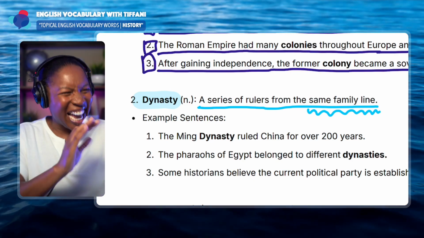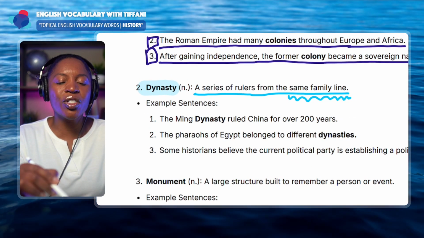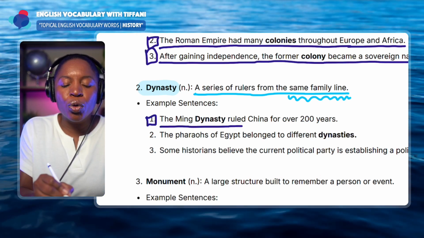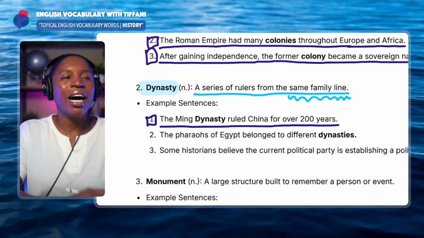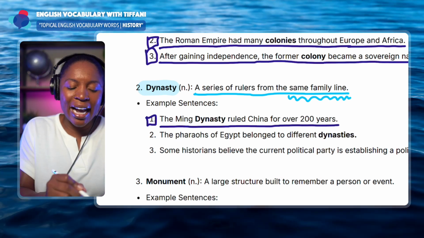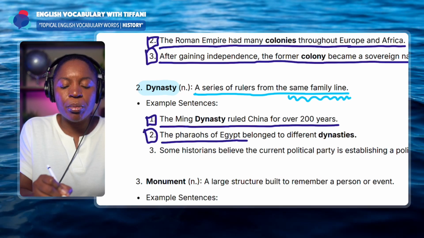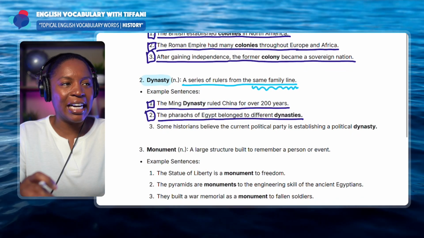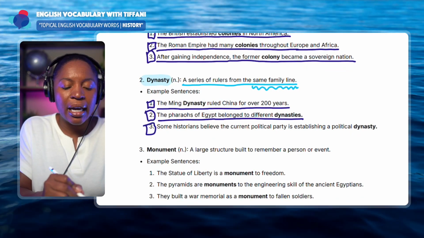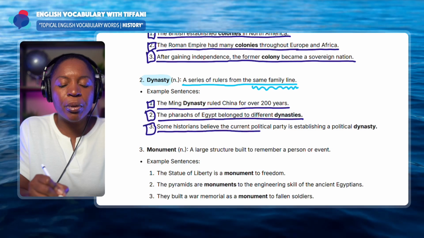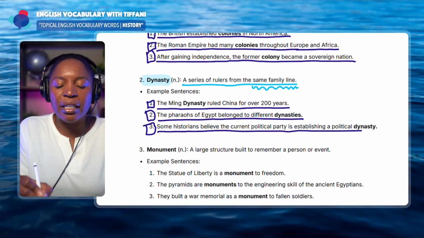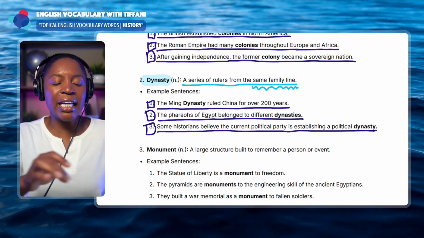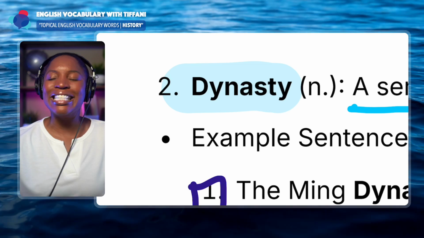Makes sense? Excellent. All right, so let's check out the first example sentence. Here we go. The Ming Dynasty ruled China for over 200 years. Next, the pharaohs of Egypt belonged to different dynasties, different family lines. And number 3, some historians believe the current political party is establishing a political dynasty. You got it? Excellent. So once again, number 2 after me, dynasty.